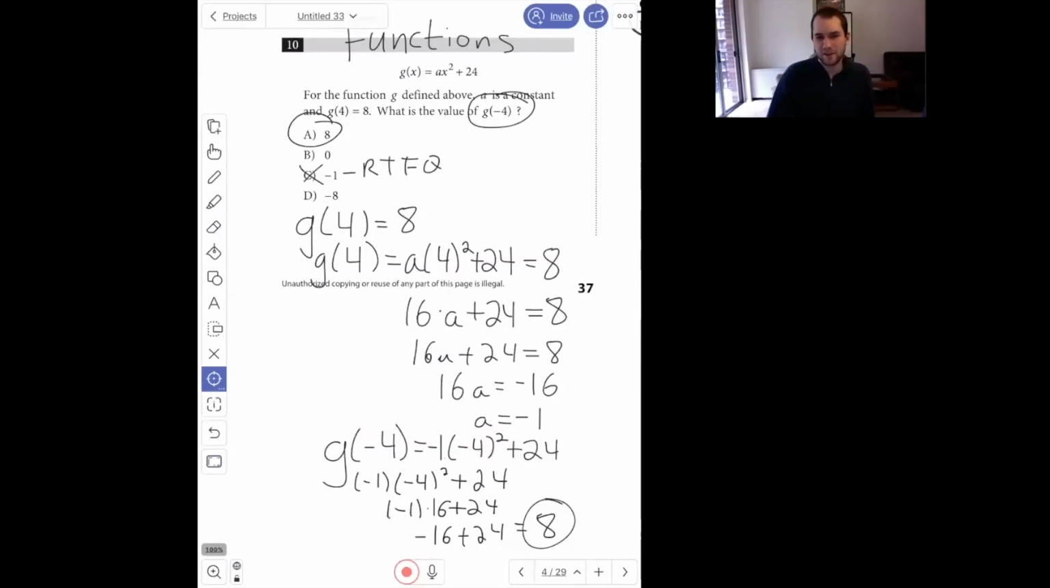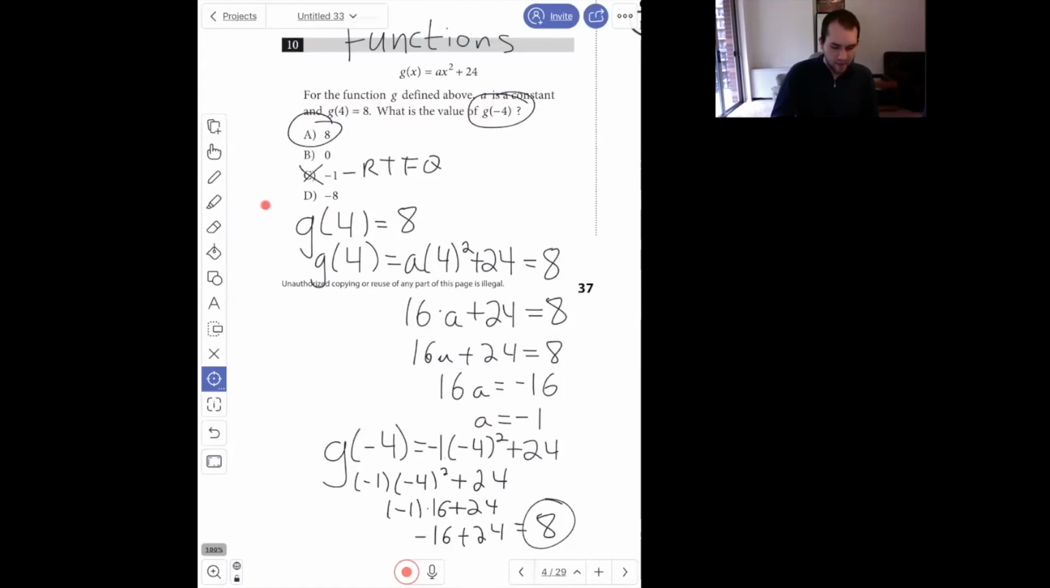One last thing I'll mention. Since it gave us that g of 4 equals 8, the only thing we changed was the sign, g of negative 4. Because all we do with this 4 is plug it in for x, the difference between 4 squared and negative 4 squared is actually nothing. 4 squared is 16, and negative 4 squared is also positive 16. So it's not surprising that these two gave me exactly the same answer. Because of that, I didn't even need to do any of this work.